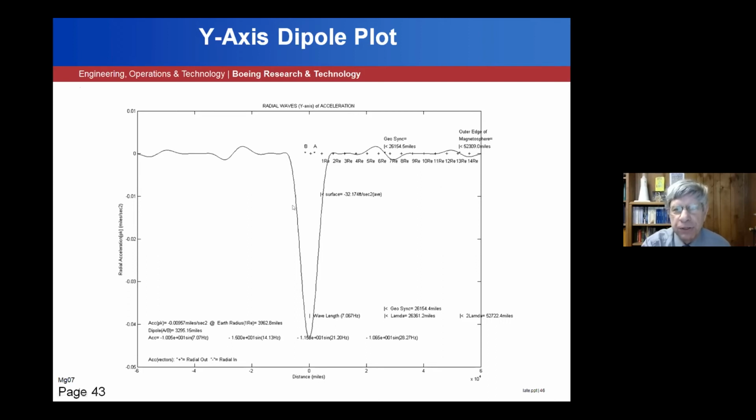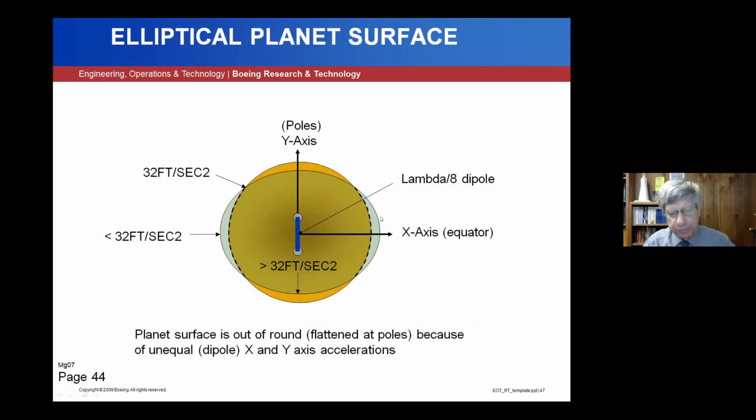Those line up perfectly. Now, looking at the surface point here, you see it's just a little bit greater than the 32 feet per second here. So the next chart, the planet has to be a little out of round. It's not a perfect sphere because the poles are squished just a little bit because the dipole puts the amplitudes a little greater on the y-axis than on the x-axis, so they get squished a little more.